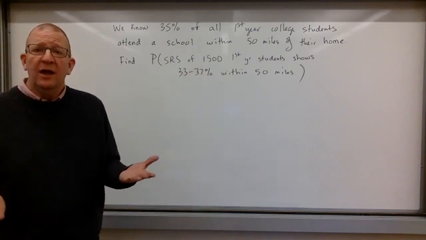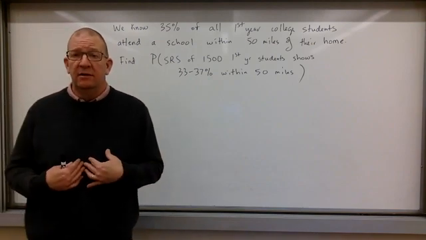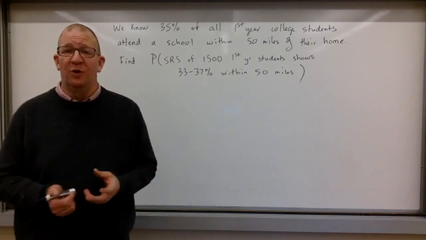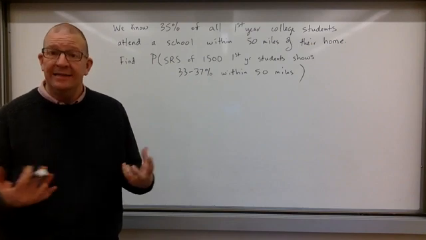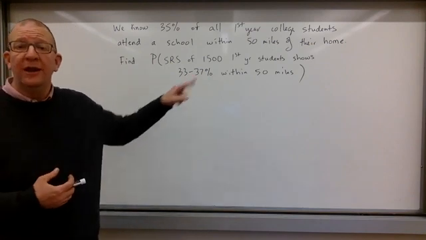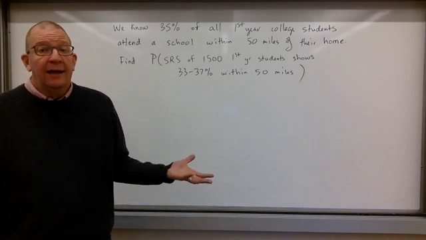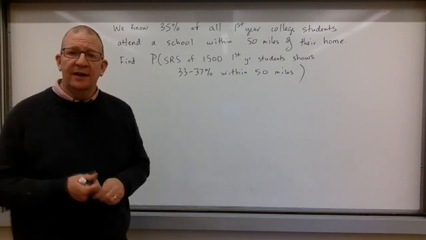And let's see what's the probability that the result of that, in other words, the question, do you attend a school within 50 miles of your home? And they say yes, right? That's our desired outcome. That's our success. Will be between 33 and 37%. Now, the answer should be pretty high, the probability, but let's verify it and let's see what it is.